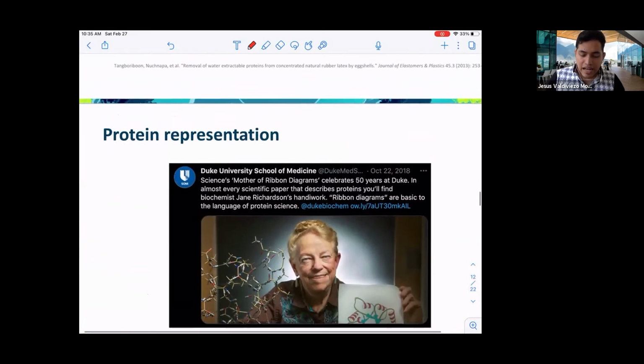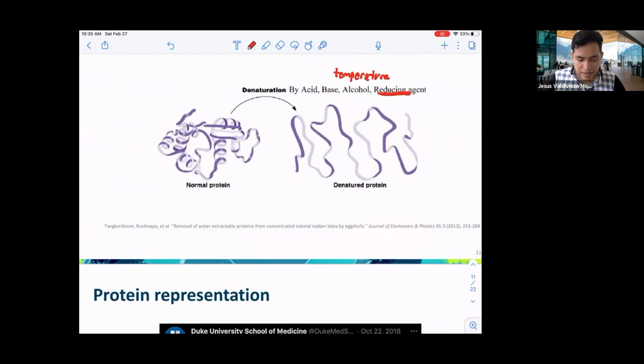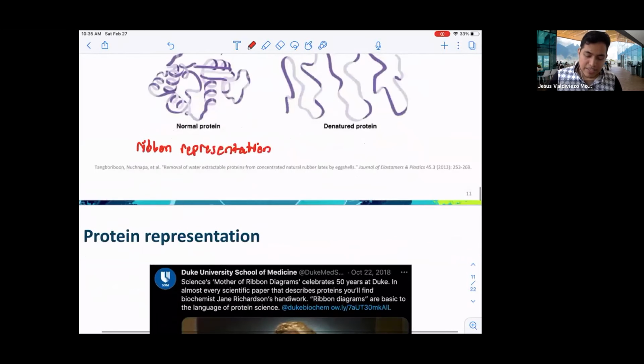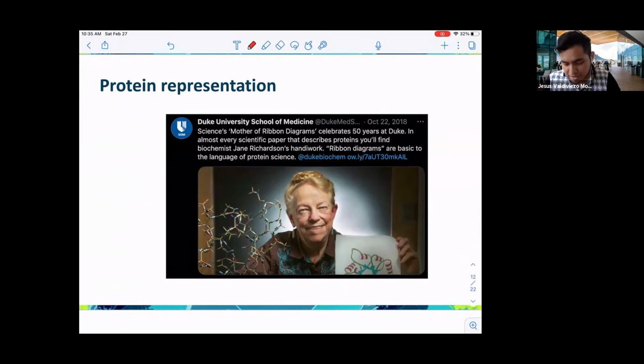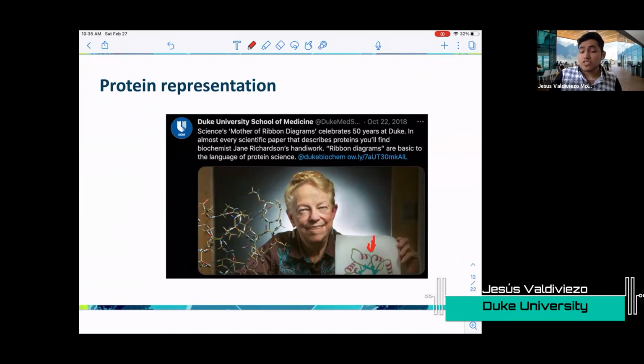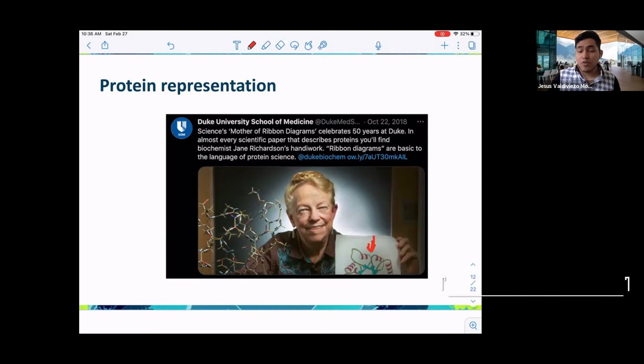So we have shown here what is called the ribbon representation. We can see here that essentially the proteins, the way we represent them through ribbons. And this is a fun fact. This representation comes actually from a professor at Duke, from my university where I'm studying my PhD, from this woman. It's essentially Jane Richardson. She pioneered the use of, as you can see here in the picture, this representation to essentially start visualizing proteins in a more dynamical way. And this representation is still used nowadays, and it's the most popular one.